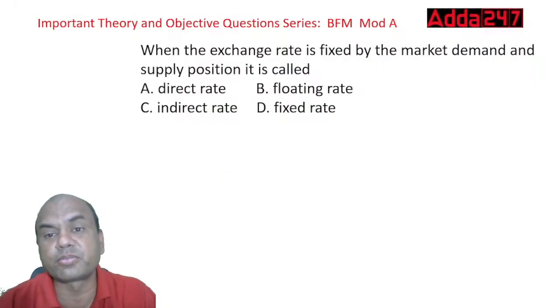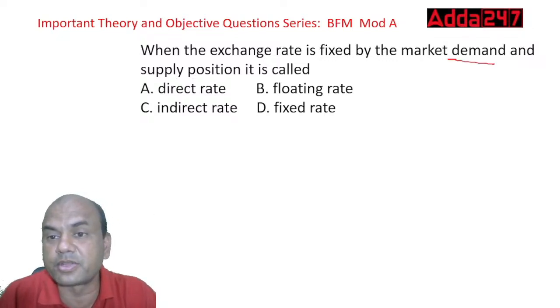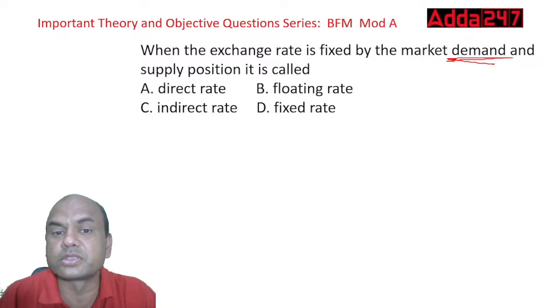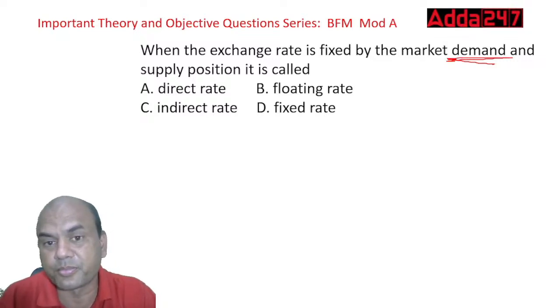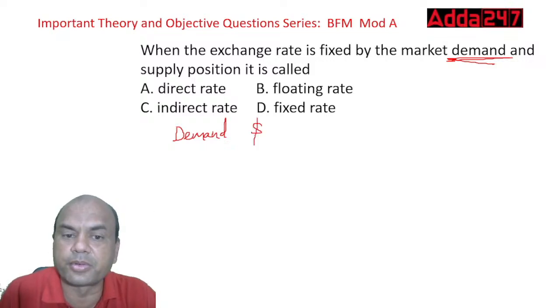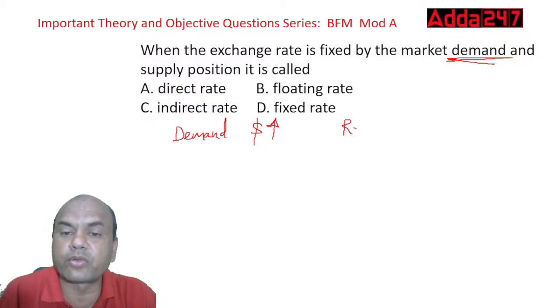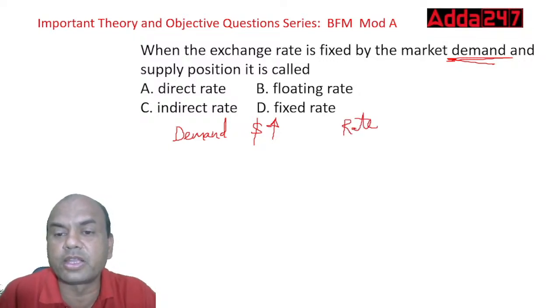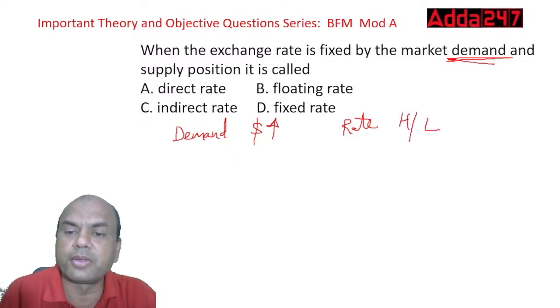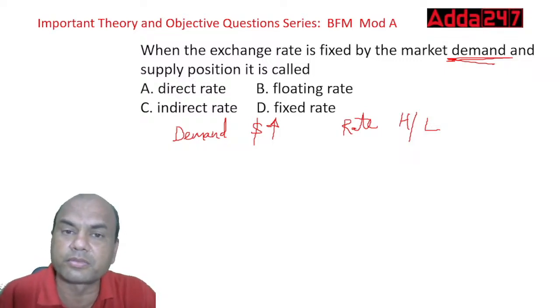When the exchange rate is fixed by the market demand and supply position, it is called as market demand and supply position. Whatever, if your demand is high, your rate goes high. If your supply is high, your rate goes low. Do you know this concept? Suppose demand and supply means what? If the demand for dollar goes up, and it goes up, then what happens? The rate for dollar becomes what? Will it be high or low? Just type H or L. If the demand for dollar is high, will the rate for dollar be high or low?